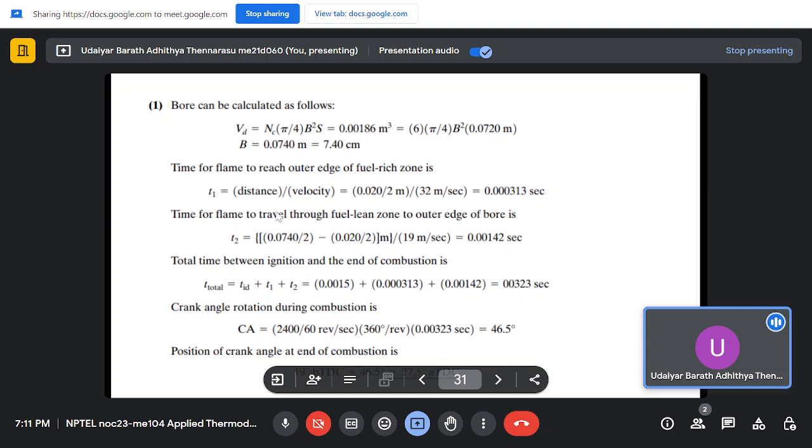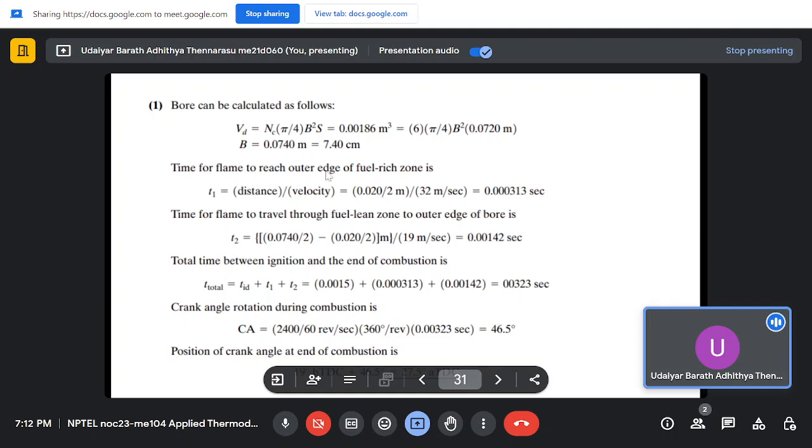Now the time for the flame to travel through the fuel lean zone. The lean zone distance is the bore diameter divided by 2, the radius of the cylinder, minus the radius of the fuel rich hemisphere. So 0.074 is the diameter, minus 0.02 meters for the hemisphere, divided by 2. That is the travel distance in the fuel lean zone, divided by the flame velocity in the lean zone, which is 19 meters per second. That gives the time as 0.00142 seconds.